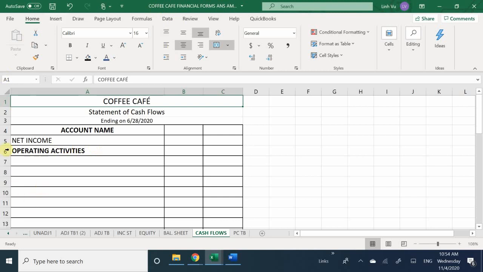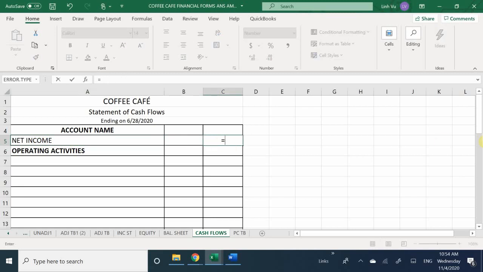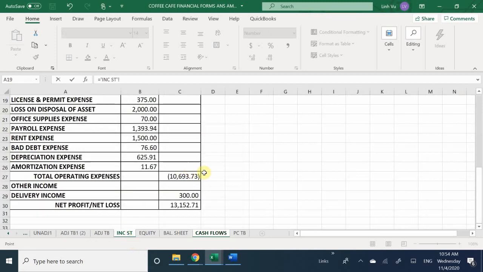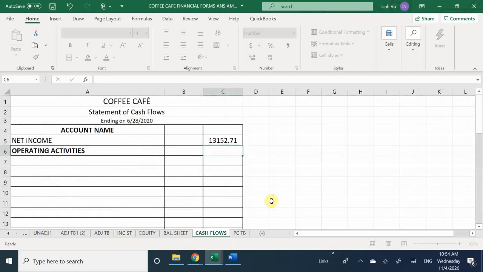So obviously the very first thing that we're going to do when we're dealing with the statement of cash flows is how much money did we actually receive from all of our sales. So what was our net income? And that's generally what your first thing is going to be, because technically all of the money that you received from net income was pure cash, right? They were all cash sales. So we're going to go to our income statement to grab this number, so here, 13,152.71 is what we're going to start out with, okay?